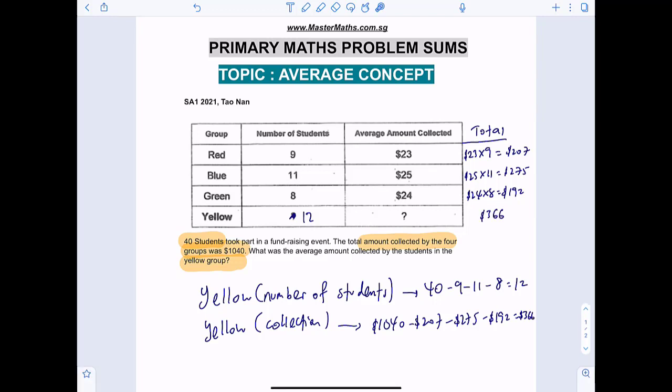And to find the average amount collected from the yellow group students, we'll take the total, divide by the number. That's how we find average, right? So 366, and we divide this by 12. And we should be able to get the answer of $30.5. Please do not put 5 here, you must put 2 decimal places, because it's a money term. So $30.50. That will be the answer for this question.